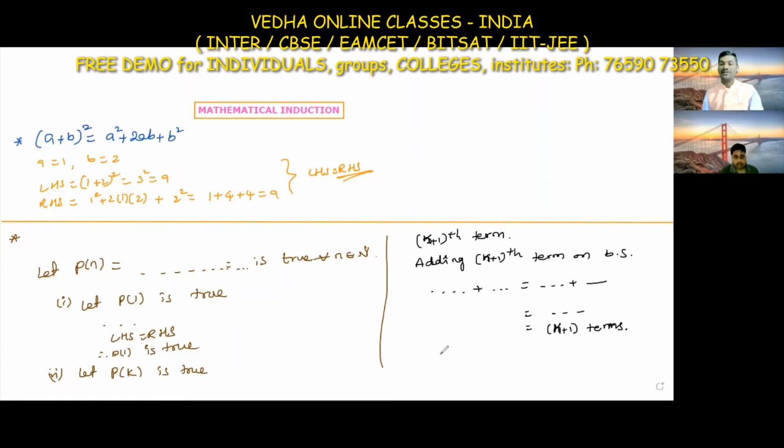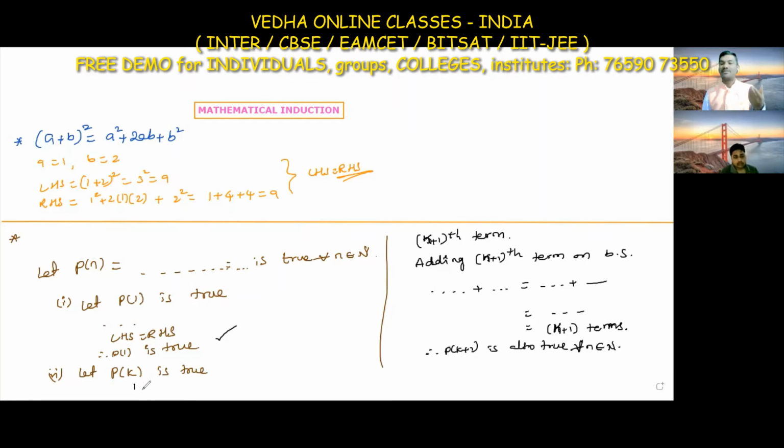Finally, therefore, P of k plus 1 is also true for all n belongs to N. So that is also true for n equals k plus 1. If it is true for k plus 1, that means, since 1 is already proved, what is here k?